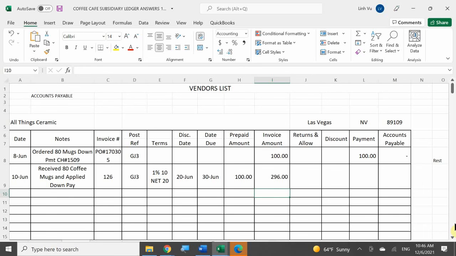This is how your accounts payable is going to reflect. It's going to say that now you owe All Things Ceramics $196, which is correct because that's what your billing statement said. It said you were invoiced for $196. So once again, we recognize what the original amount was for. Then we applied our down payment of $100. So then now that's going to show me that I only owe $196 left. Okay. Any questions on how to fill out the subsidiary ledger?